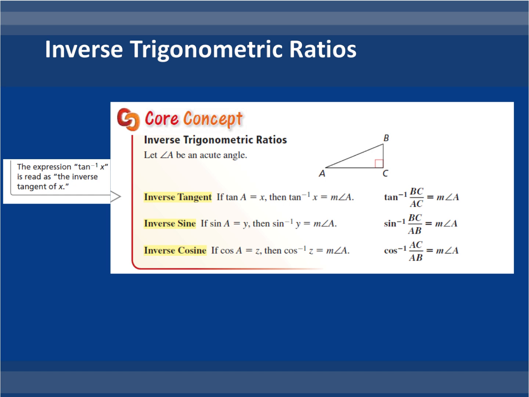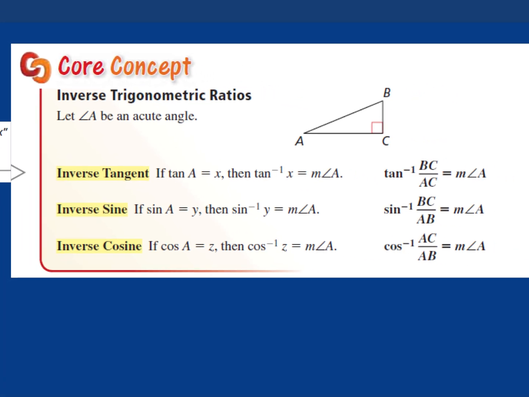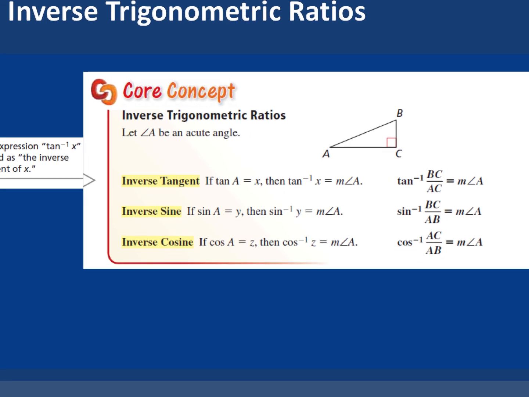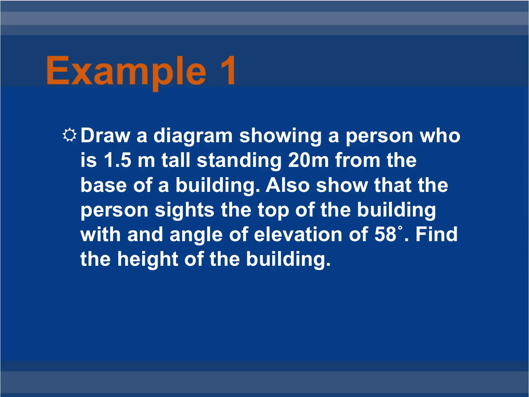Inverse trigonometric ratios. So we kind of know what these are. Please don't say -1. It is not called the -1. It is called the inverse tangent. Okay, so the inverse tangent, inverse sine, inverse cosine. That's what you're using to solve for the angle. So please understand it's not called -x, it's called the inverse of. Okay, the inverse tangent, inverse sine, inverse cosine. So now we know what it's called. Let's go ahead and look at this example.